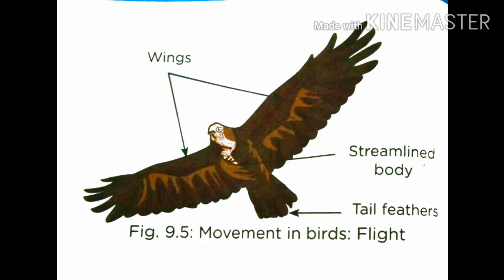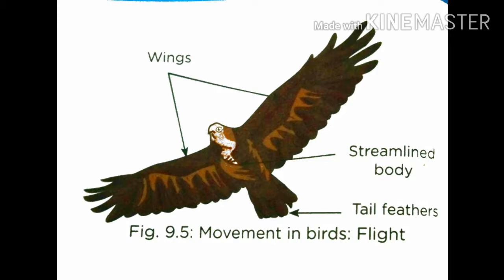Birds fly in the air by spreading their wings. They use their chest muscles to flap their wings. The body of a bird is streamlined. This is very helpful in flying. The body of a bird is streamlined and suitable for flying. With the help of that streamlined body only they can fly.